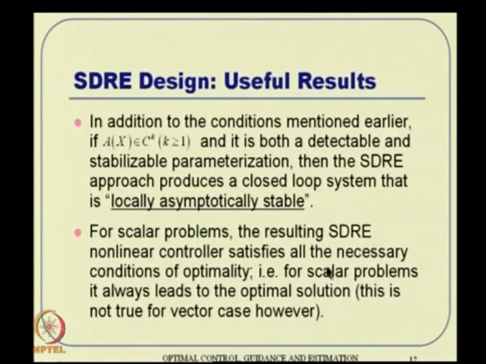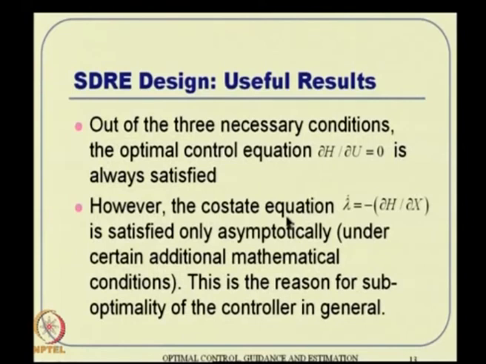Alright. So, for scalar problems, we do have an optimal solution. However, what happens to the vector problem? The condition tells us that in general for vector problems, out of the 3 necessary conditions, the optimal control equation, that means del s by del u, is always satisfied. Remember, we have 3 equations: state, co-state and optimal control equations. The state equation is anyway satisfied, because that is how the system dynamics will evolve.